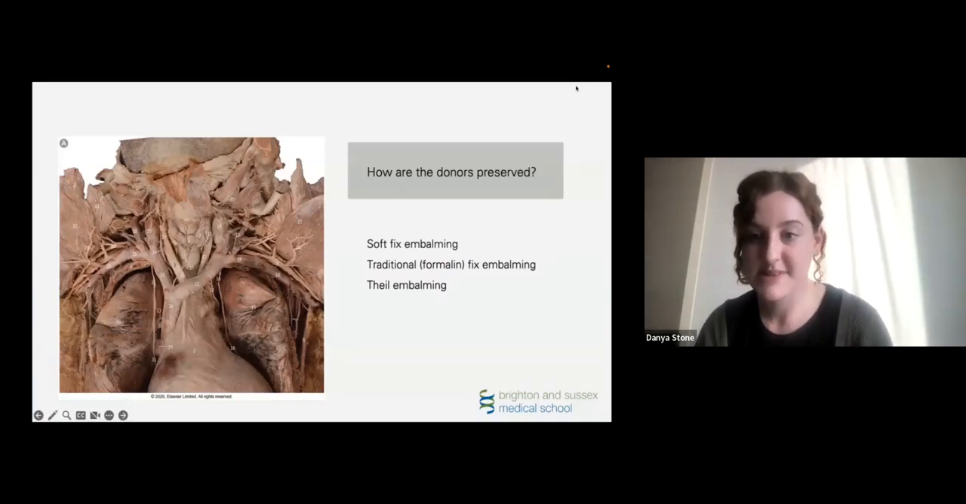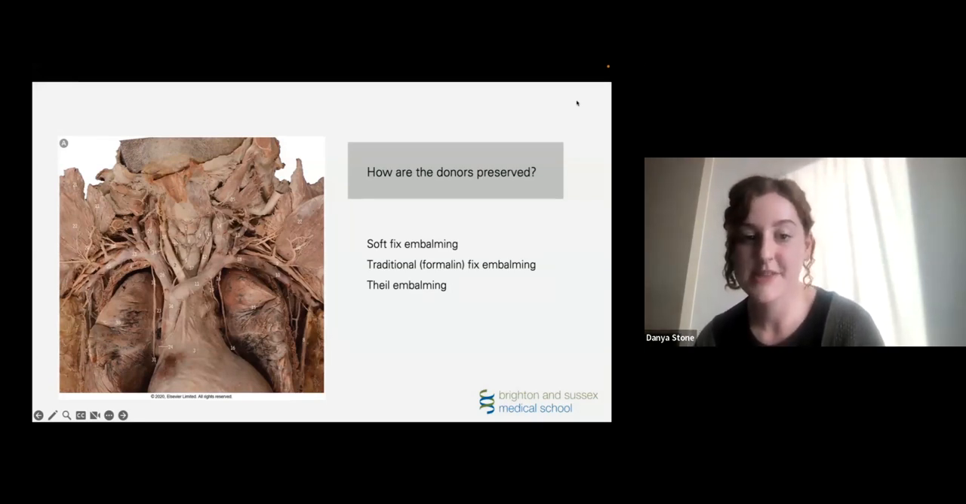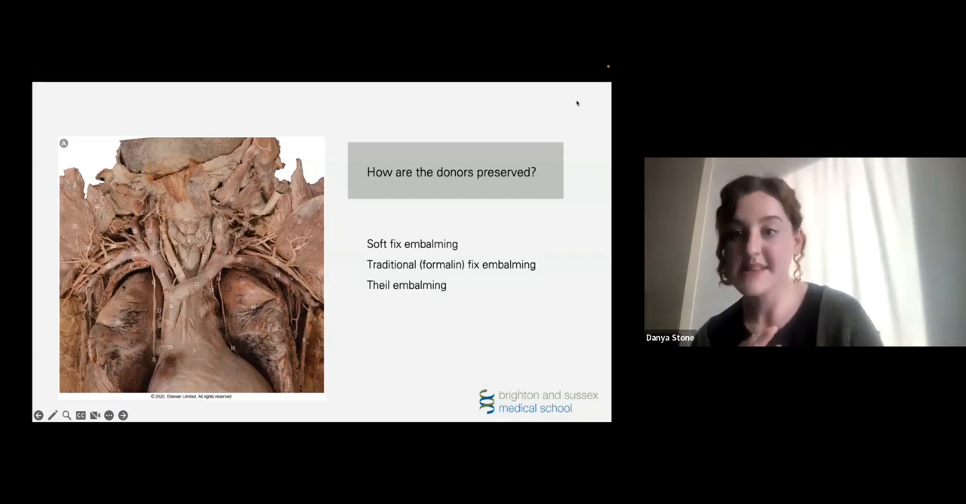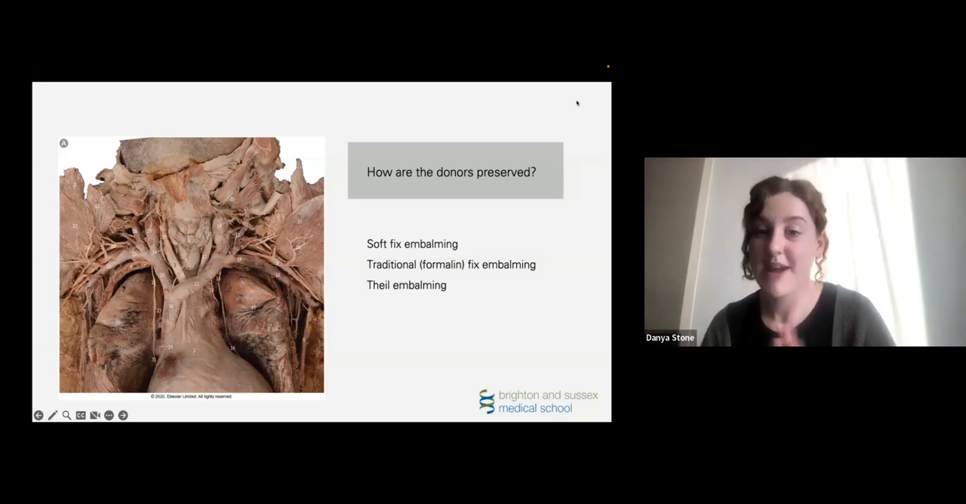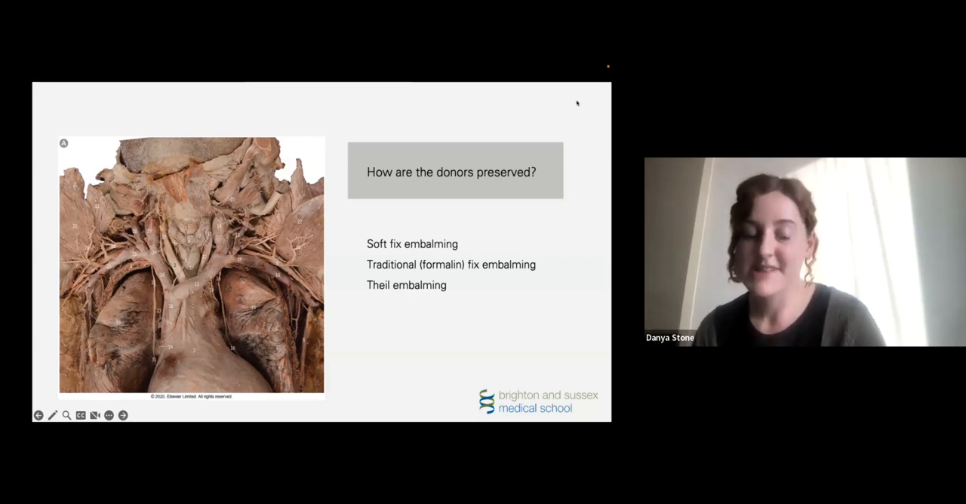How are the donors preserved? So you might have heard of embalming, and embalming is the method that we use to ensure that the donors are preserved. And this means that donors can stay in the dissection room. They don't need to be refrigerated or frozen throughout. We keep them out for the first year at least, but they could be out there longer.